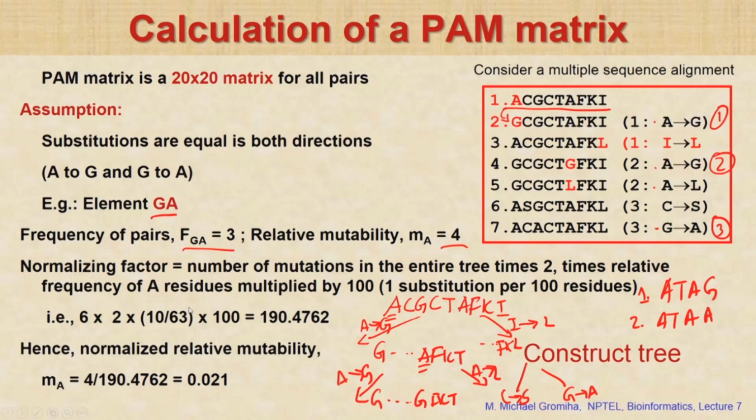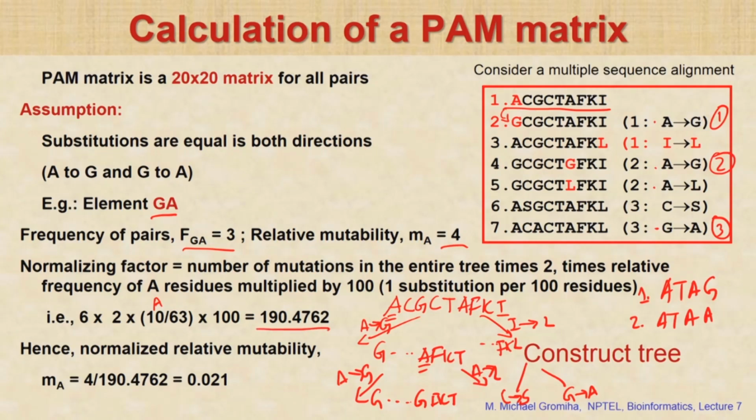What is the relative frequency of A? Totally how many alanines? Totally 10 alanines. Totally how many residues? 63: 1, 2, 3, 4, 5, 6, 7, 8, 9, and 9 times 7 equals 63. So, we will get this number, 190.4762.